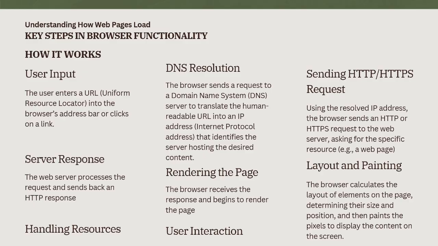We've always heard someone say machines understand the language of zeros and ones. So that's how things come into play here. The DNS resolution translates the human-readable URL into an IP address that identifies the server hosting the desired content. IP addresses are unique identifiers: each machine has an IP address, or each piece of information has an IP address, in terms of the technological era.